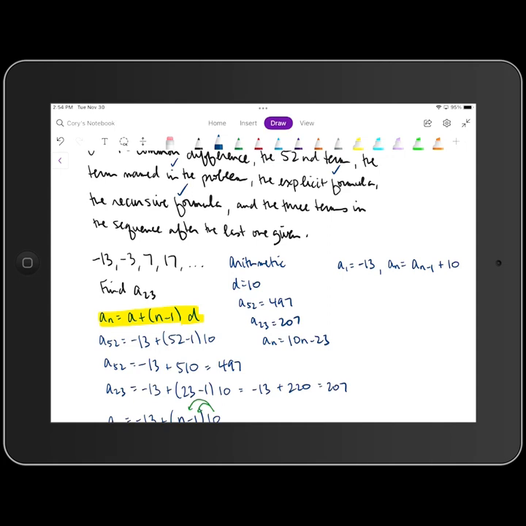And then the last thing the problem asks for is the 3 terms in the sequence after the last one given. The last term that's given is 17. If I want to get the 3 terms that come after, I'm just going to keep adding 10 to the preceding term to get the next term. So if I add 10 to 17, the next term is 27. If I add 10 to that, the next term is 37. If I add 10 to that, the next term is 47. So these are all of the things that the problem asks for. And it's a really good example because it asks us to do everything that we've learned so far in this lesson in particular.